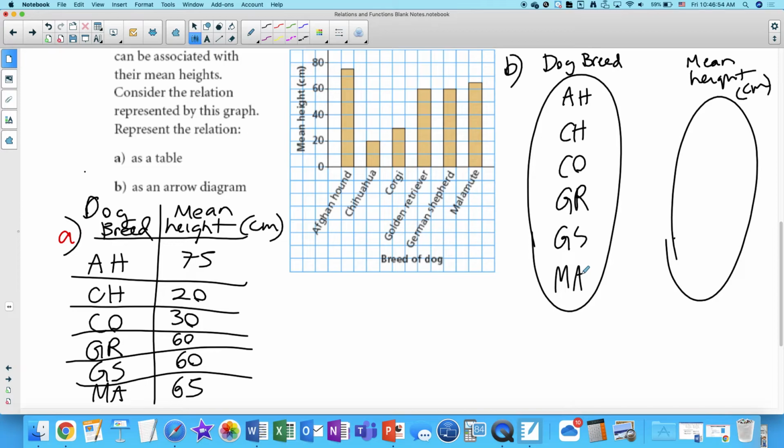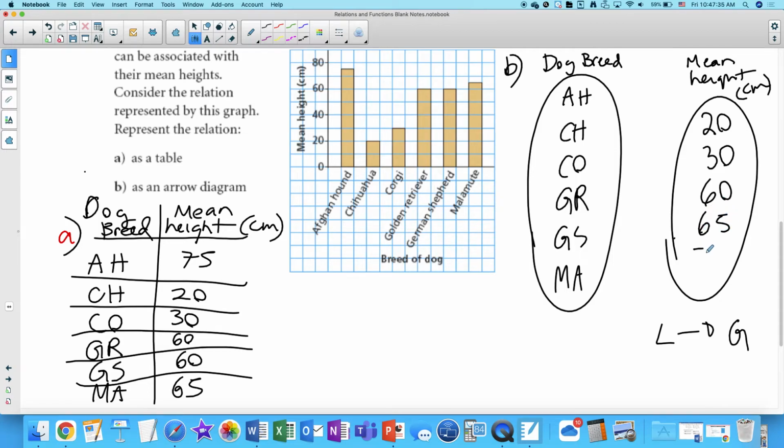The other thing that you should know, though, about these arrow diagrams is that if it makes sense to order the values, we do that. So what do I mean by that? If they're numeric, put them from least to greatest. If they're like months in the year, put them in order January to December. Don't just pick your favorite month and put that one first. Okay? So these, because they're numeric, I'm going to put them from least to greatest. So the smallest one is 20, then 30, then 60, and that's twice, so I'm not going to repeat that, 65, and 75.